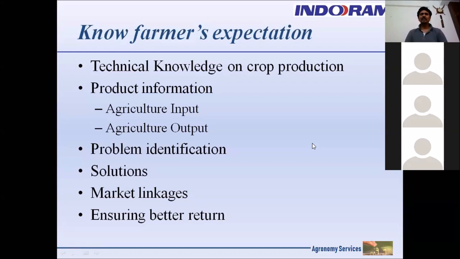So ultimately, in a nutshell, you are the person from whom he is expecting a contribution toward ensuring better unit return from his farm. That's what he is looking for from you. So that's the expectation of your customer, the farmer. So you need to focus yourself to fulfill this expectation. Let's move to the next section.